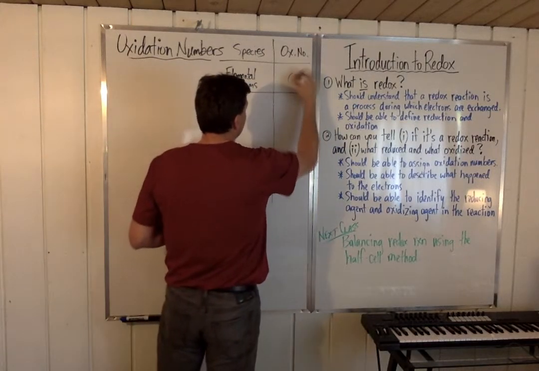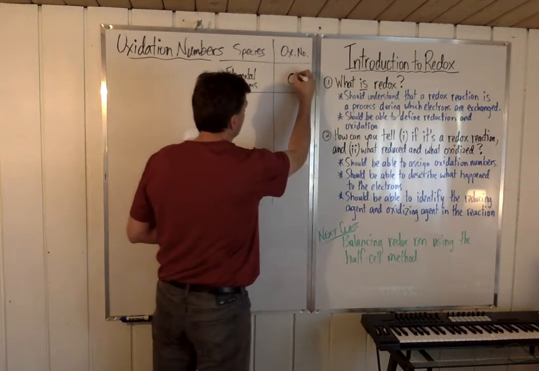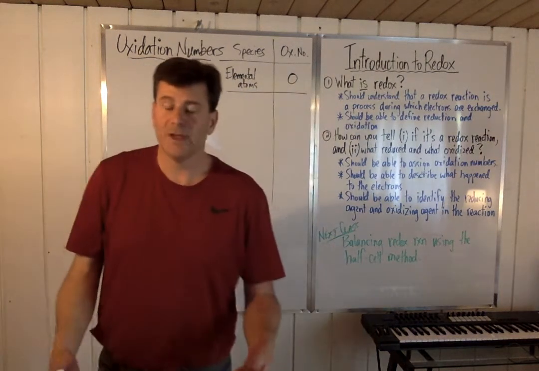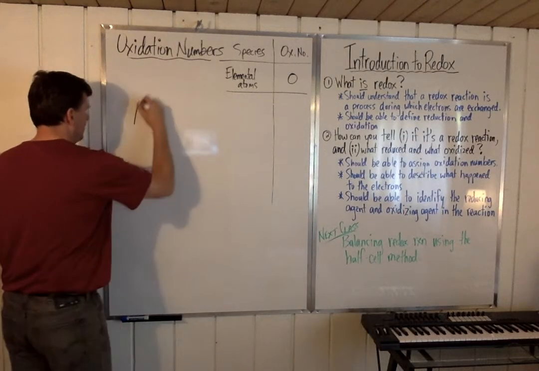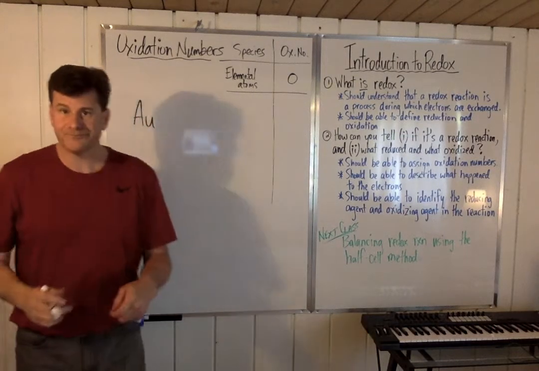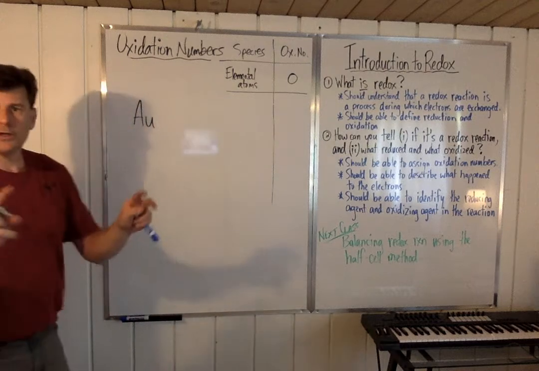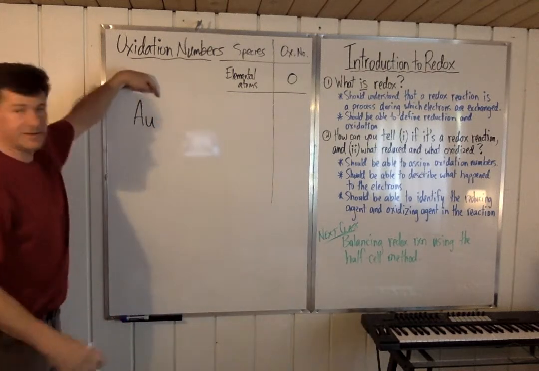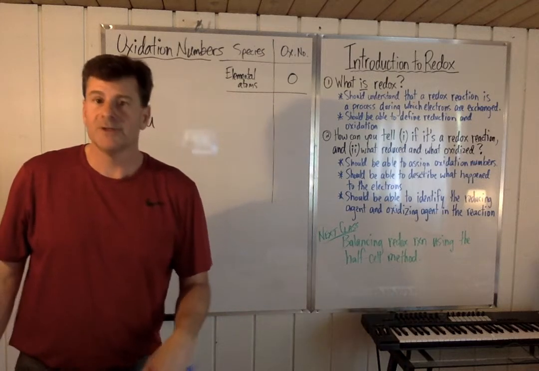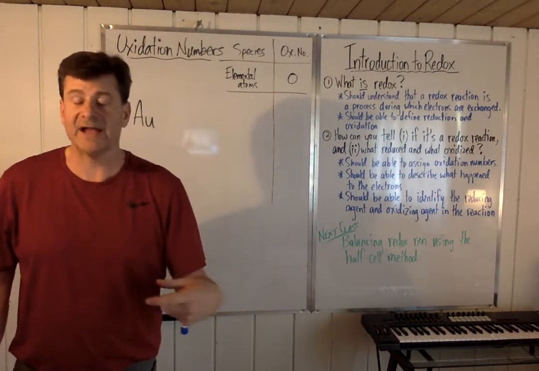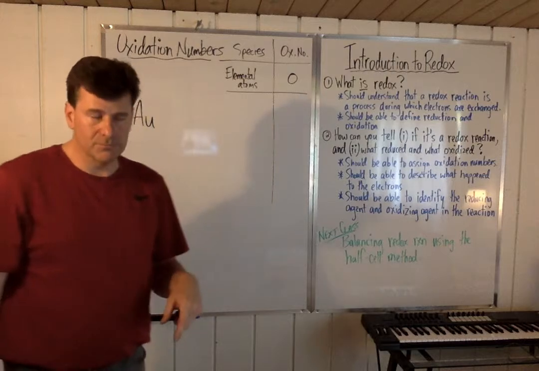Elemental atoms always have an oxidation number of 0. So regardless of what you have, if you have elemental gold, Au, what charge is written in the top right-hand corner here? Well, nothing's written. That means it has a charge of 0. So that gold atom has an oxidation number of 0.